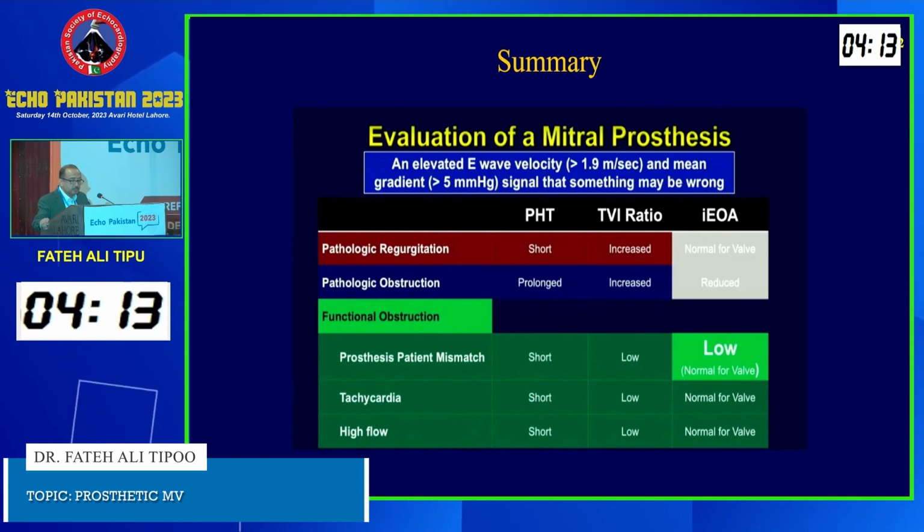If the VTI ratio is elevated, then likely MR. To differentiate between a high flow state and prosthesis-patient mismatch, the effective orifice area is important. If it's low, then it's likely prosthesis-patient mismatch. Remember that in the case of pathological obstruction also, the VTI ratio would be increased and the effective orifice area would be reduced, but you can differentiate it mainly from the raised pressure half time.